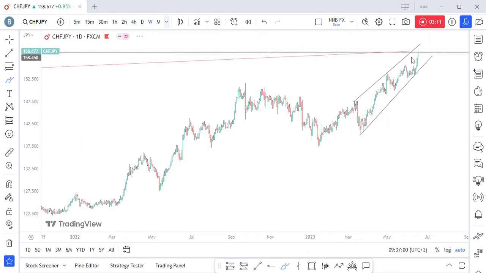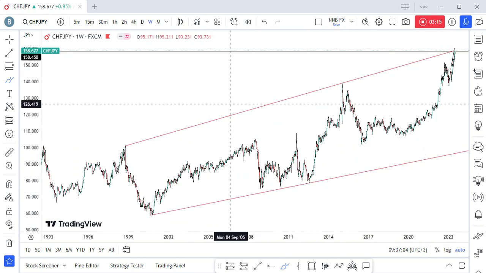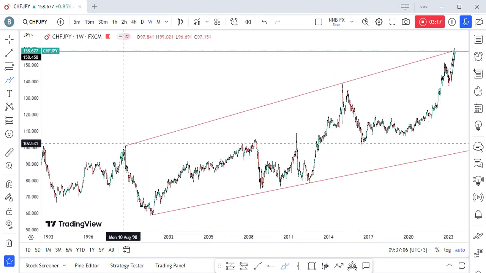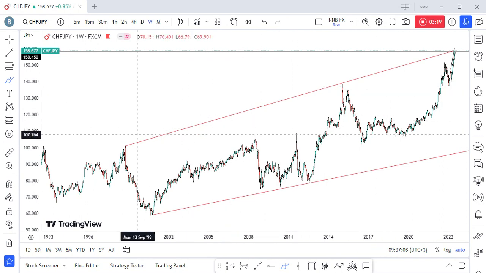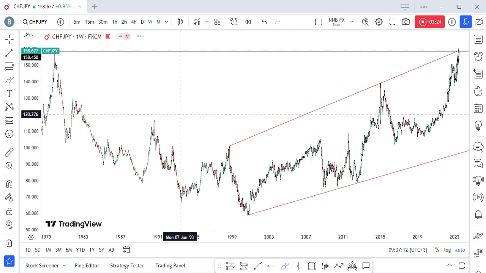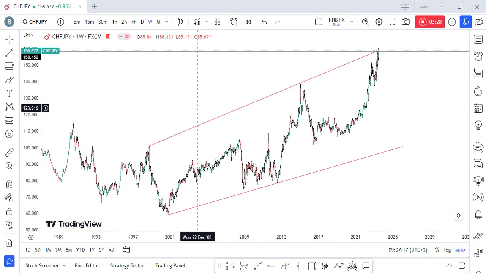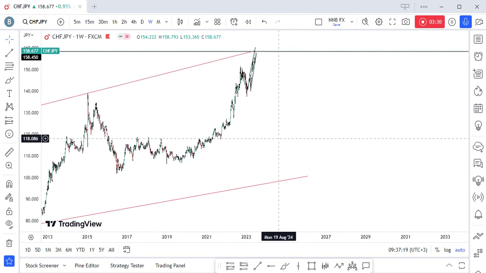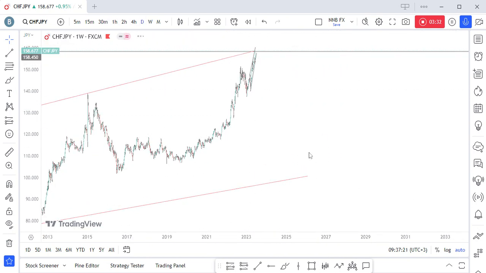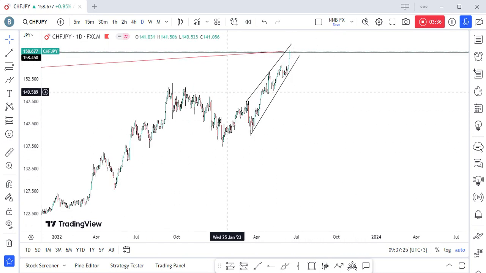On the weekly time frame, you can see this pattern right here which I have marked with the red trend lines. It had been touched first time, second time, and there is a double top area up here which I've marked with this red line. The market is approaching that double top area. It has already gotten there. On the daily time frame, you can see that it got there impulsively.